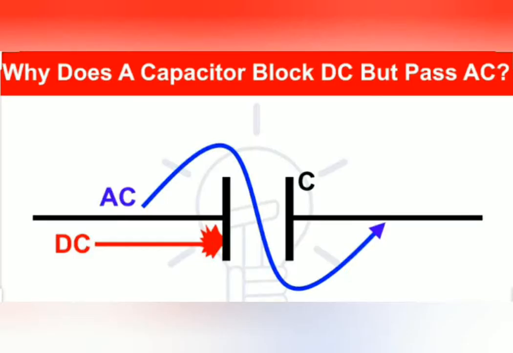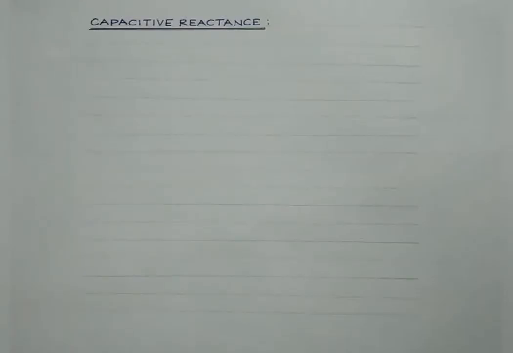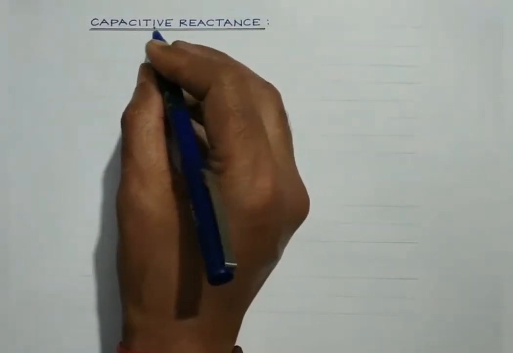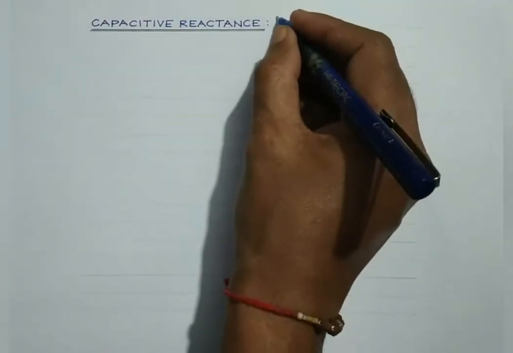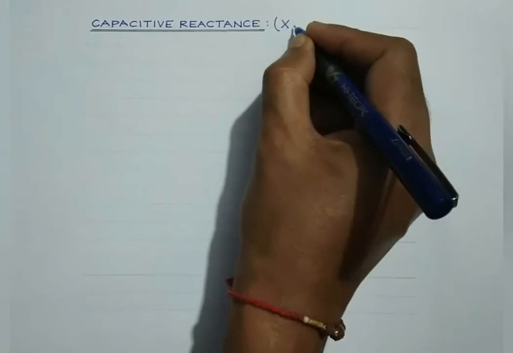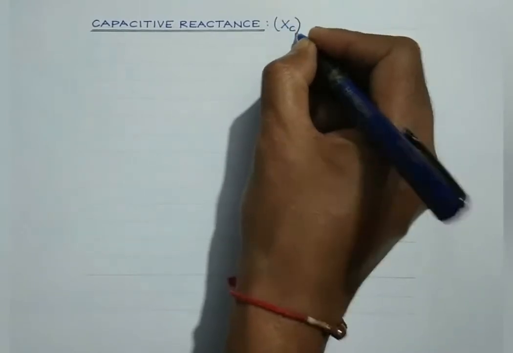Do you know, students? A capacitor blocks the flow of DC current while it allows the flow of alternating current. So let's find out the answer. For that, we need to understand capacitive reactance. Now let's discuss in detail about the capacitive reactance. As I've stated, students, capacitive reactance is actually the resistance offered by a capacitor to the flow of current.